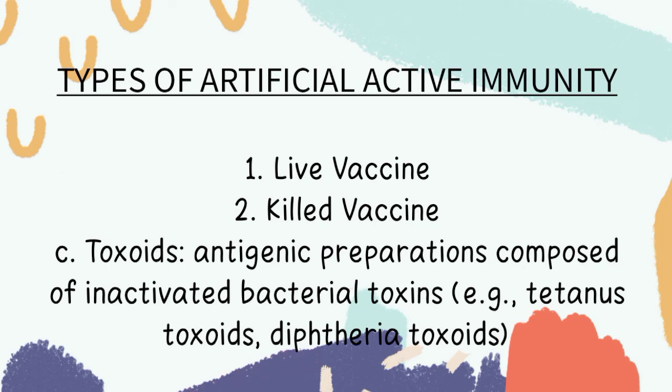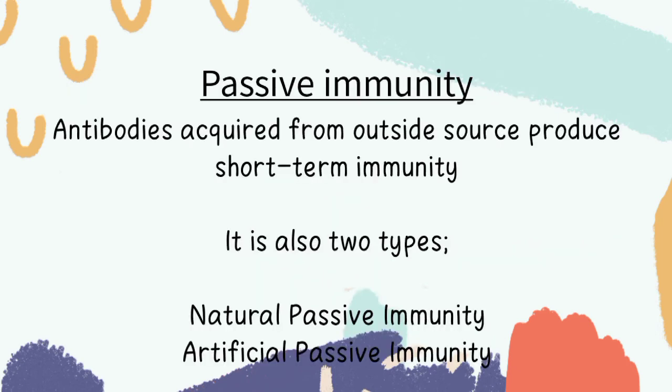The killed vaccine is the direct opposite. The microbes are already dead in the vaccine. Okay, C, toxoid. Toxoids are antigenic preparations composed of inactivated microbial toxins. So what they are saying here is that in this kind of vaccine, the organism or bacteria is in an inactive state. It is literally in hibernation, or sleeping. So when it comes in contact with your body, it gets activated. Therefore, your body can produce immunity against it.